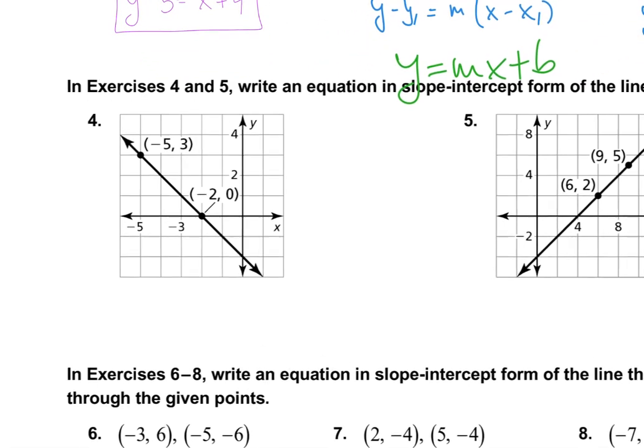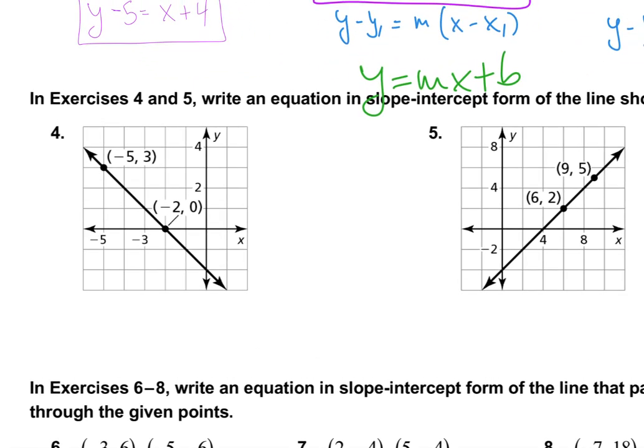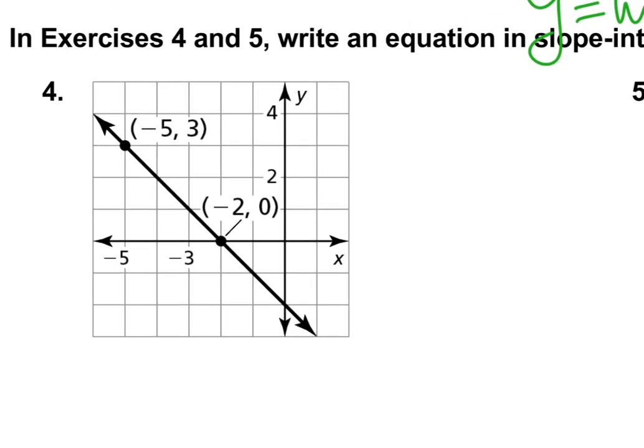And notice they've given us 2 points. Neither one of them are the y-intercept. So we actually have, like, you could say we have some work to do, but whatever. Here's what I'm going to do. Since I have a graph, I'm going to use rise over run to find the slope. I mean, I could use the slope equation, but I've got a graph, so why not?